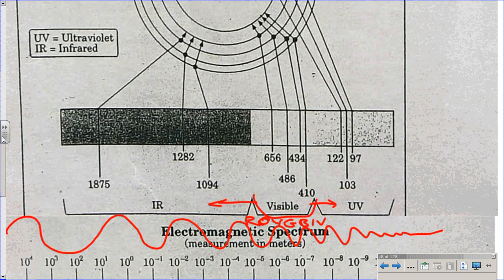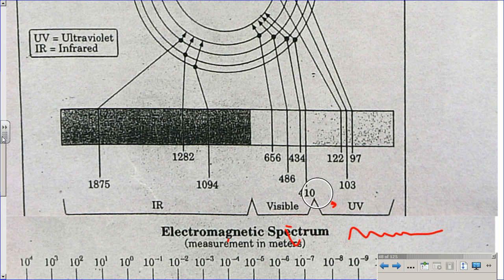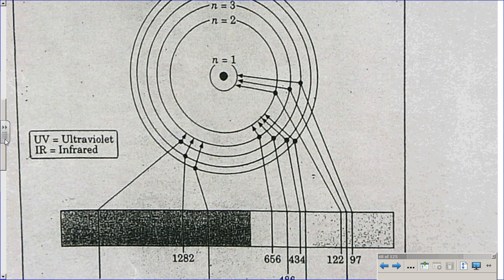So let's look at a drop from n equals 4 to n equals 2. Tell me what wavelength that correlates with. So basically what you're doing is, I'll do one example here with you.